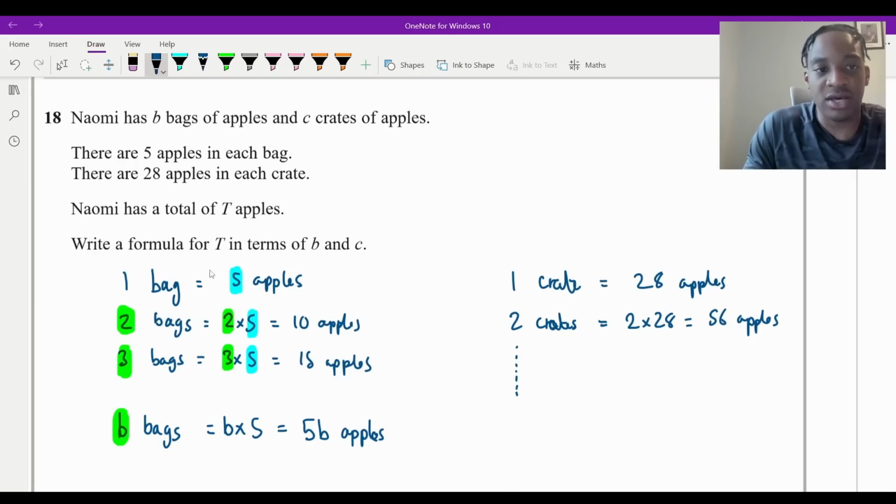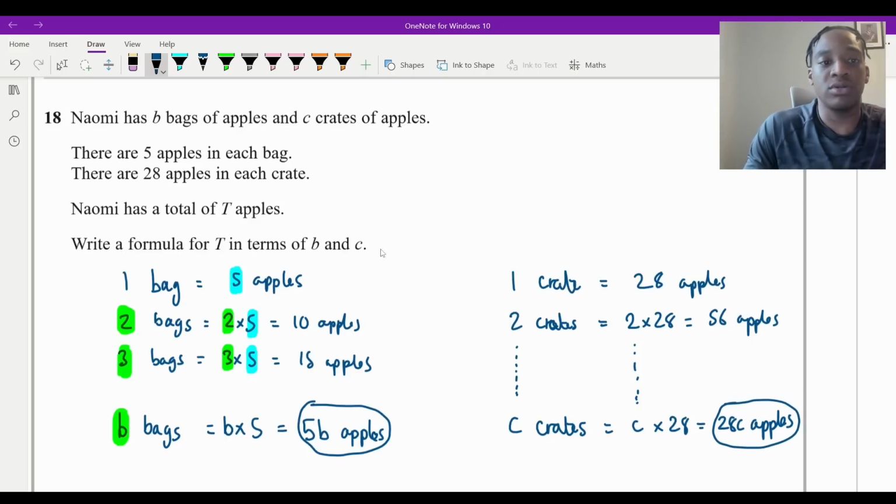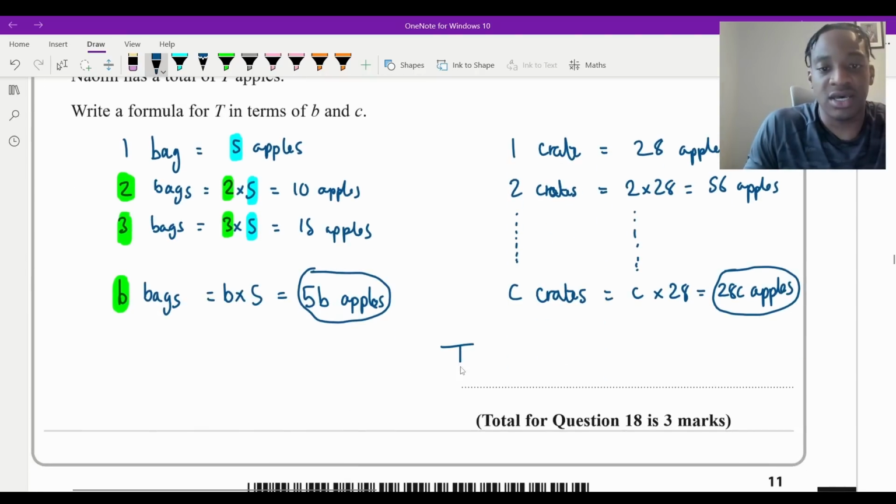So we could say then, we know that Naomi has C crates of apples, so it's going to be C crates, like this. And all we would do here is just times that C by the 28. So it will be just 28C apples. So now we have the amount of apples she has for the bags, which is 5B apples. We have the amount of apples she has in the crates, which is 28C apples. So the total number of apples will just be the amount of apples in the bags, which is 5B, and the amount of apples in the crates, which is 28C. So we could just say then T is just going to be equal to 5B plus 28C. And that will give you the 3 marks.